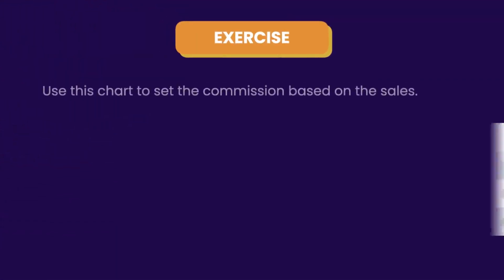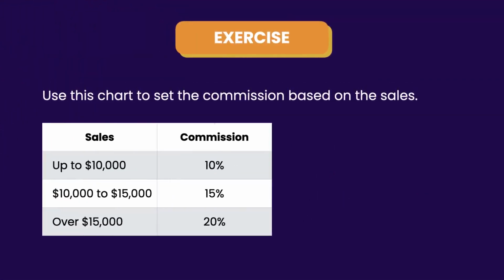Now here's what I want you to do. Use this chart to set the commission based on the value of the sales. For example, if the sales is up to $10,000, then the commission should be 10%. So use what you learned in this lesson to implement this requirement.